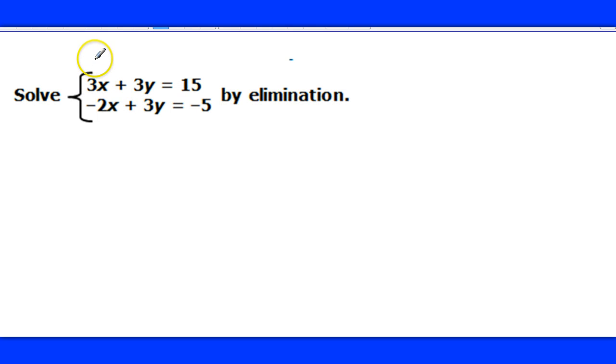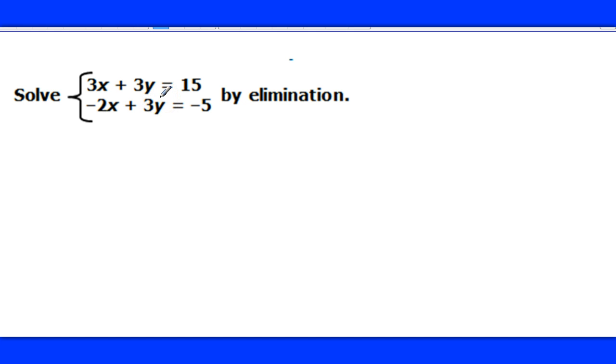So we want to line them up. These guys are lined up. See how this is all lined up? That's what I want. Take that away. So those are all lined up. Now I want opposites. I don't have opposites right now, but I've got a positive 3y and a positive 3y.